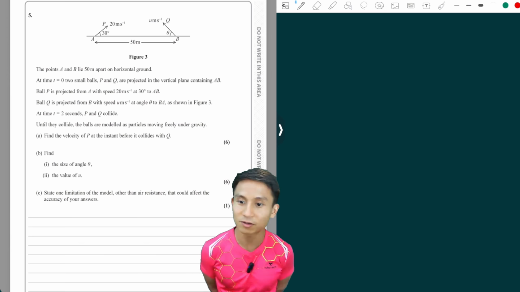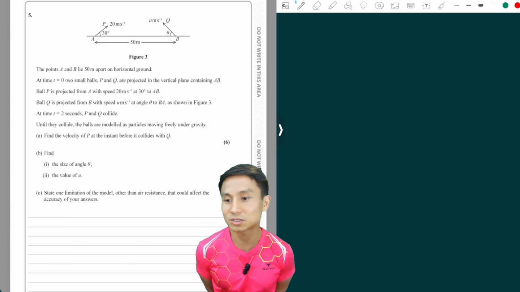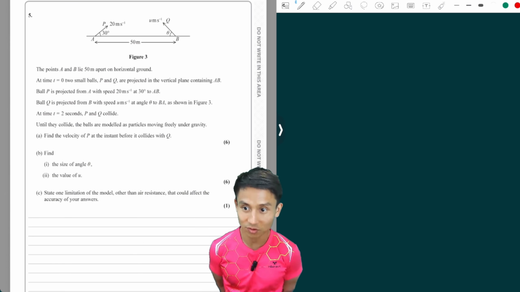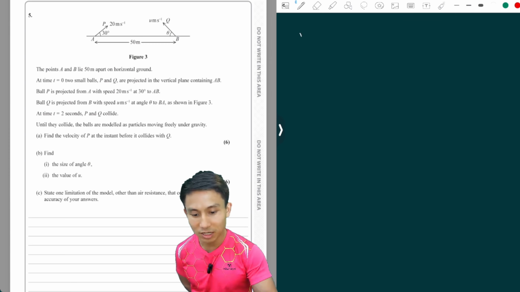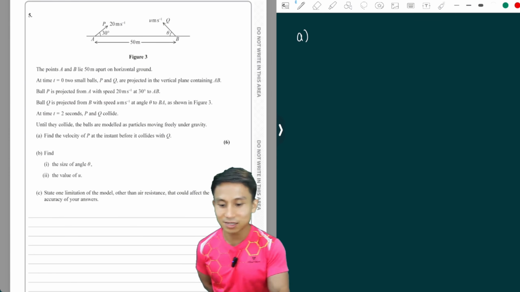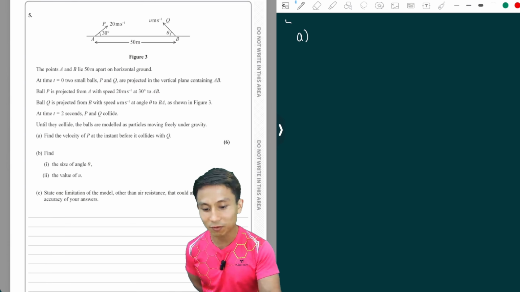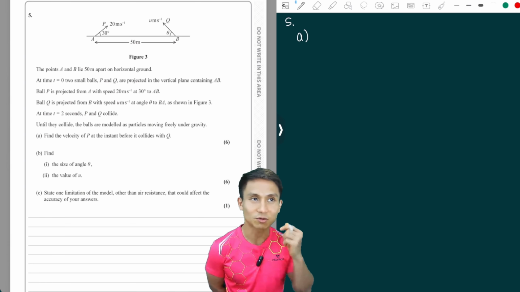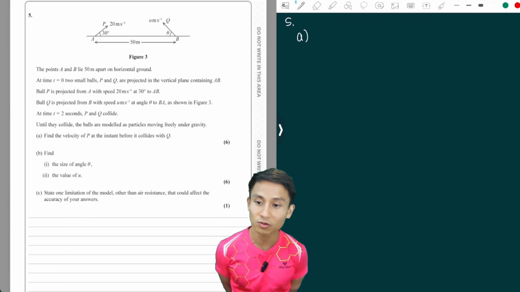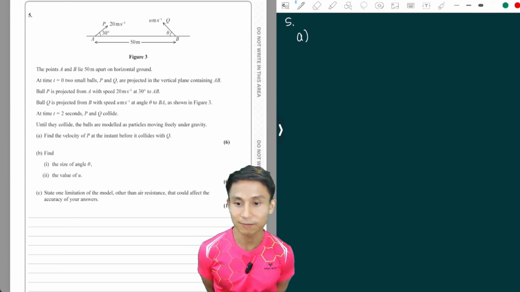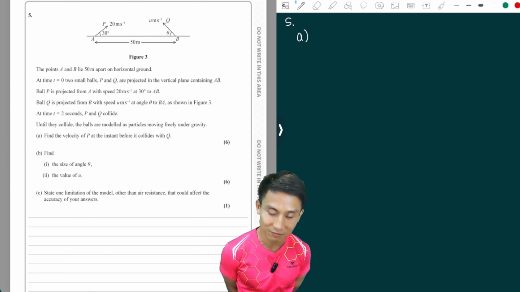Part A: find the velocity of P at the instant before it collides with Q. Basically just at time t equals 2. Note that because it doesn't say which component of velocity, we need to be careful. That means the resultant velocity. If it doesn't say anything about horizontal or vertical, that is the resultant velocity. We might need to give the direction as well as the magnitude, just to be safe.